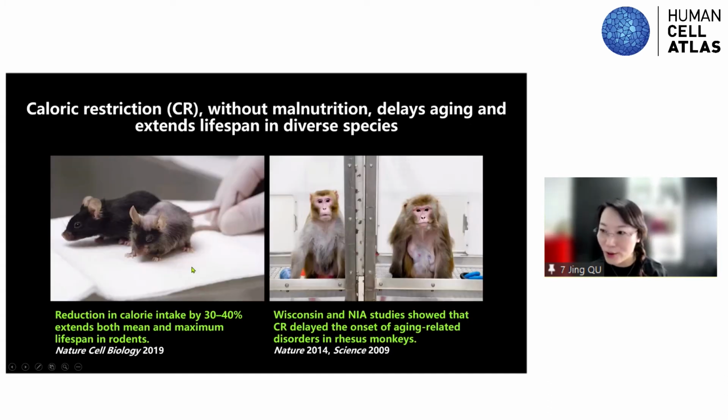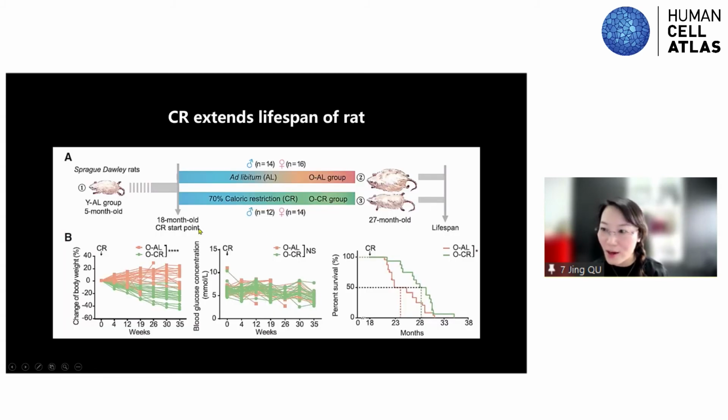Among all the ways to retard aging, calorie restriction is the most recognized one to extend lifespan in diverse species, from worm, mice, to the non-human primate, without causing obvious side effects. Therefore, we selected 3 groups of animals for aging studies, including young rats, old rats, and old rats with 9 months diet intervention. That's 70% calorie restriction. The weight of CR animals was significantly reduced, while the blood sugar level was not affected, indicating that these animals were not malnourished. And consistent with previous reports, the lifespan of the CR rats was significantly extended.